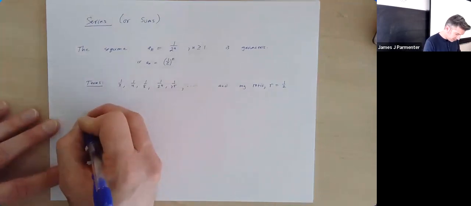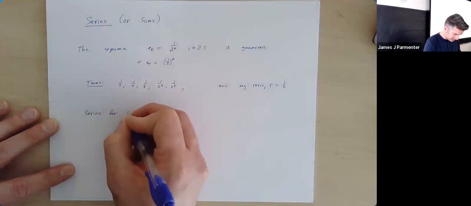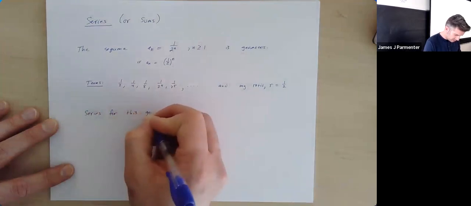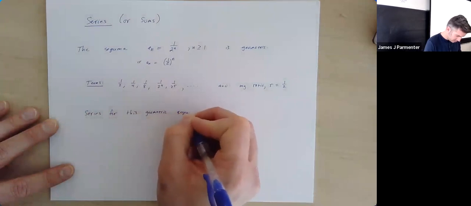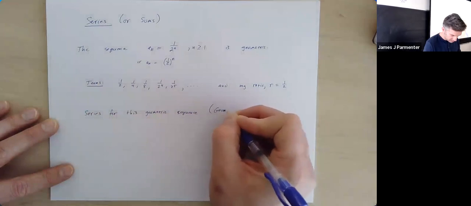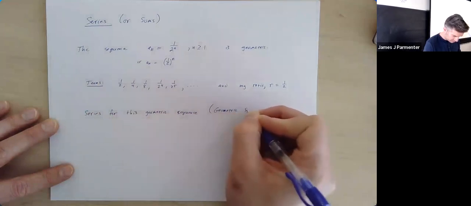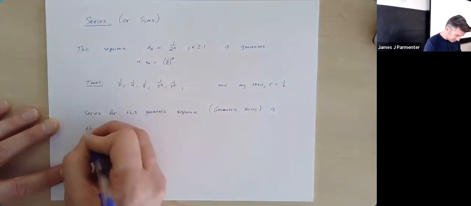So the series for this geometric sequence, also called the geometric series, is the sum of these terms.